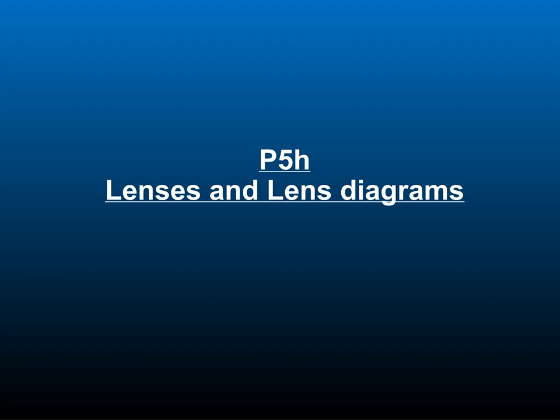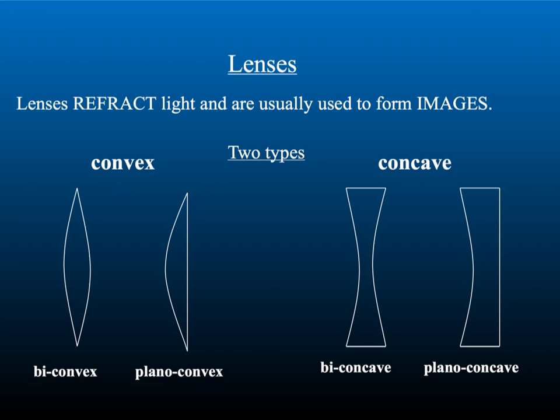This is a revision video for P5h Lenses and lens diagrams. Lenses are found in cameras, telescopes, glasses, and in the eyes of most animals. There are lots of different types of lens, but they all work in the same way. A lens is used to refract the light that passes through it. The lens forms an image.